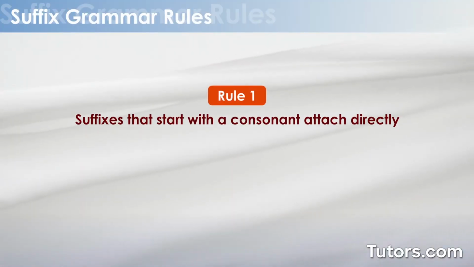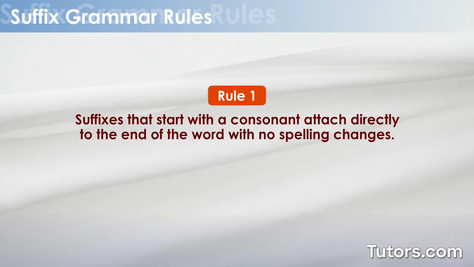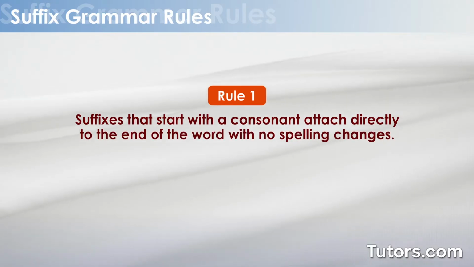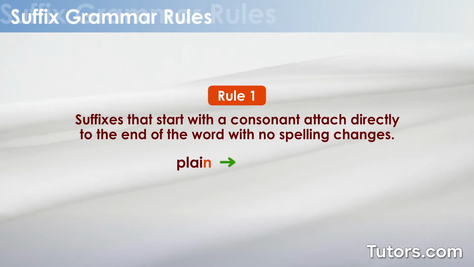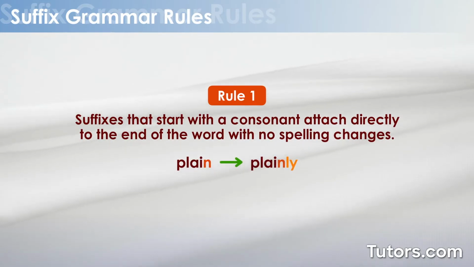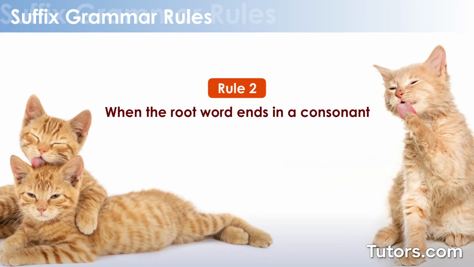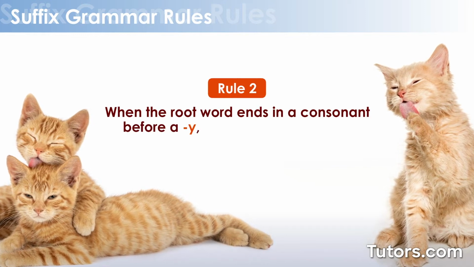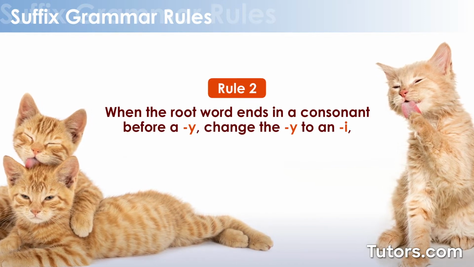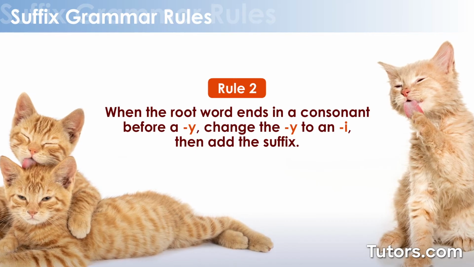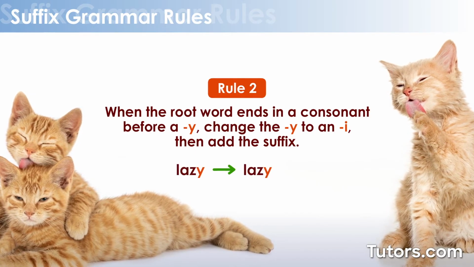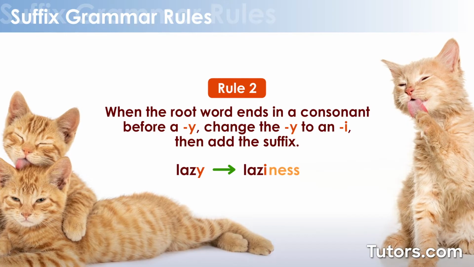Suffixes that start with a consonant attach directly to the end of a word with no spelling changes. For example, plain turns to plainly. When a root word ends in a consonant before a y, change the y to an I, then add the suffix. See how lazy swaps its y for an I to become laziness.